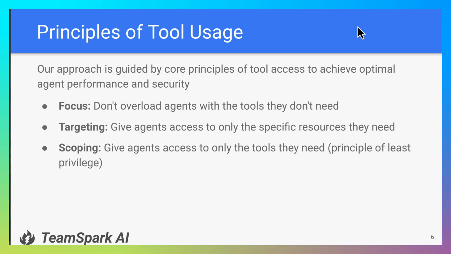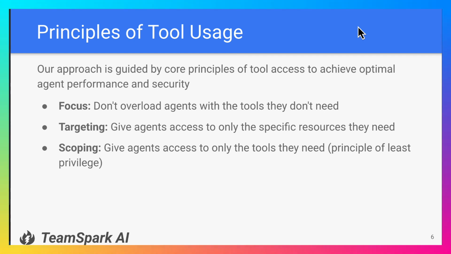Targeting is also important. We want to give agents access only to the specific resources they need. So you might say, well, I can just have one file system tool and give all my agents access to the whole hard drive, which you could do. But a better solution might be to give each agent access only to the part of the hard drive that it needs to do its specific job. It'll make it more focused, it'll make the agent perform better, and it's way more secure.